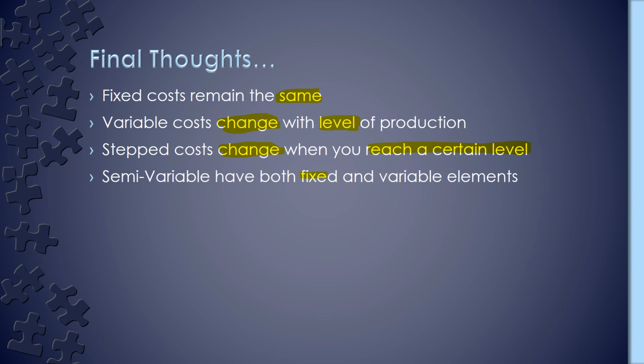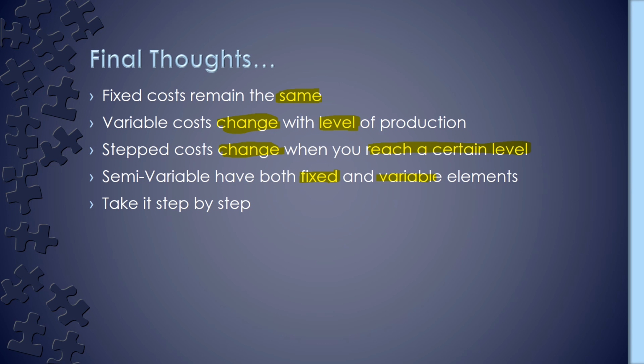Your semi-variable have both fixed and variable elements. So you may be given it in the question, so look out for that before you start calculating anything. Or you may have to work them out using the High-Low method, which is what we went through in the previous slides. But however you need to work it out, and in any of the calculations you're doing, even for the variables and the stepped costs, just take it step by step. Look at each thing that you're given and identify what type of cost it is, and then have a look at how that is going to affect your calculation.